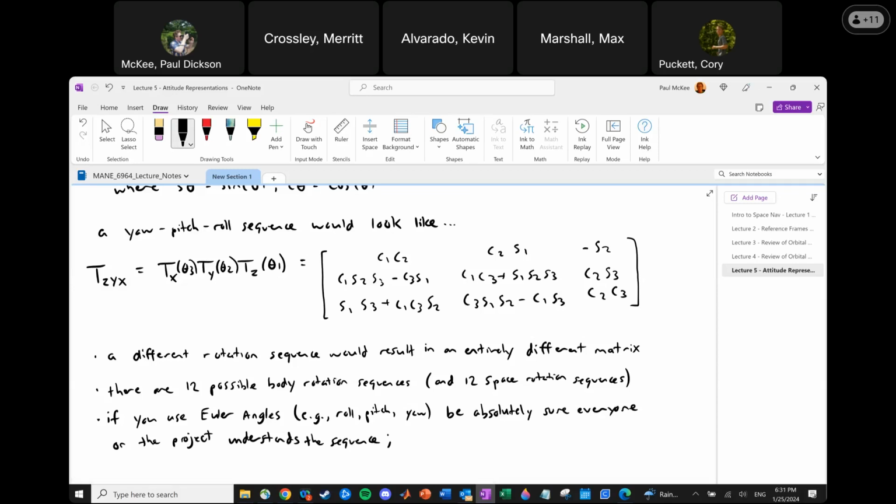So what I mean by that is, if you have a table somewhere and you're listing the attitude and you don't feel like writing out 9 numbers, you say, look, here's the roll, pitch, and the yaw to get from the ICRF frame to the spacecraft body frame. Everybody who accesses that data table needs to know that you meant yaw, then pitch, then roll. Because if you do roll, then pitch, then yaw, or pitch, then yaw, then roll, or any other combination, it's going to give you a different matrix at the end. So everybody needs to be on the same page about that.